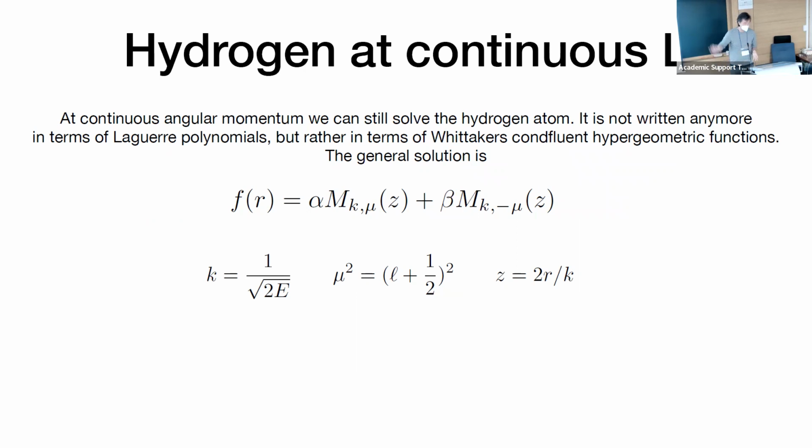You can actually just continue in L, and then there are some solutions that you can write of the hydrogen atom at continuous L, that's not integer L, in terms of some hypergeometric functions. So here they are. These are called the Whittaker confluent hypergeometric functions. There are some parameters: K, which ends up being related to the energy, mu, which ends up being related to the angular momentum, and Z, which is the thing that shows up in these confluent hypergeometric functions, which is related to R divided by K, which is the dimensionless correct version of the R.